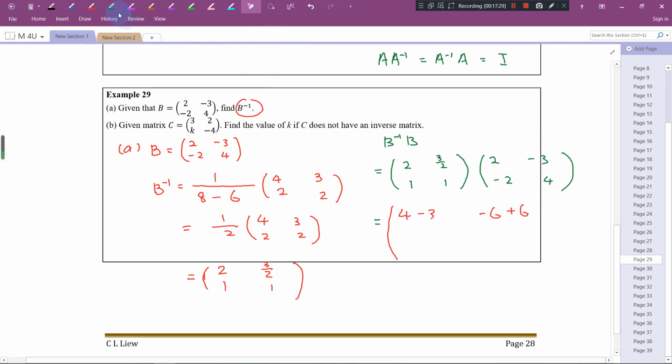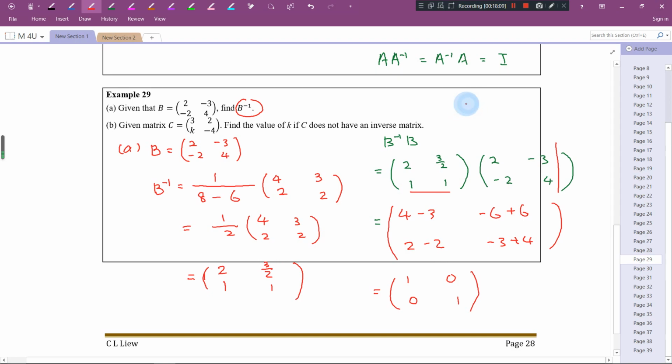Now let's move to the second row and first column. 1 times 2, you will get 2. 1 times negative 2, you get negative 2. Second row, second column. 1 times negative 3, you will get negative 3. 1 times 4, you will get 4. Okay. 4 minus 3, you will get 1. 2 minus 2, you get 0. Negative 6 plus 6, you get 0. Negative 3 plus 4, you will get 1. Identity matrix. So our answer is correct.